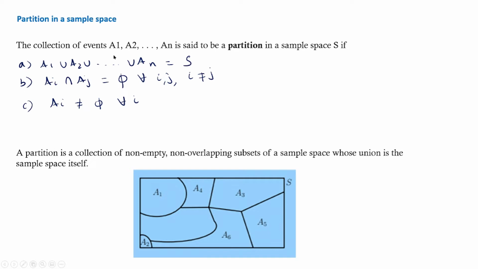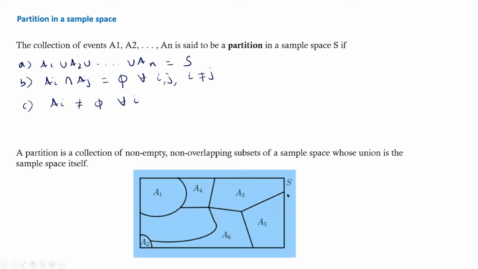So we call these events A1, A2 up to AN a partition of sample space S, if these conditions are satisfied. So a partition is a collection of non-empty, non-overlapping subsets of a sample space whose union is the sample space itself. If we consider the sample space S, we have A1, A2, A3, A4, A5, A6. All these are said to be a partition of this sample space S, and we can see that they are non-empty and non-overlapping subsets of this sample space S.